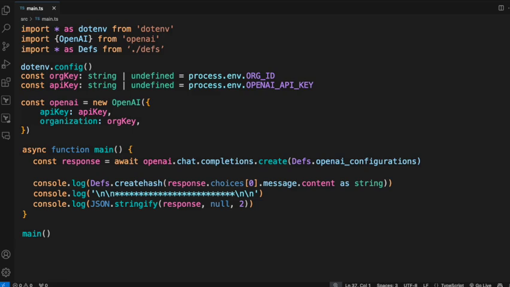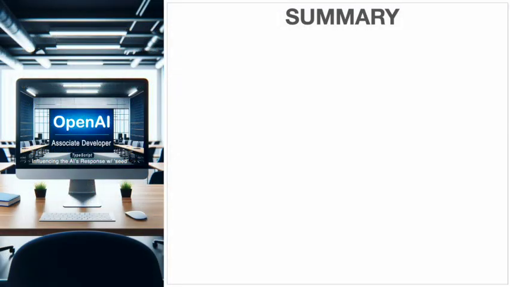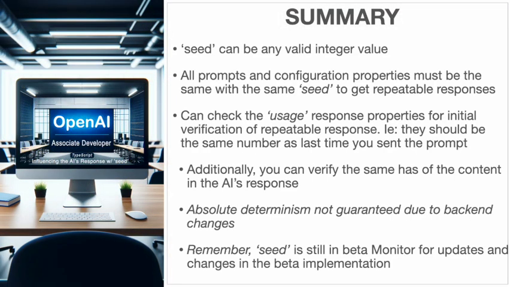Always keep in mind that currently, the seed feature is in beta, so you should monitor for any updates or changes in its implementation. In summary, the seed property is a valuable tool for achieving deterministic results, enhancing the consistency and predictability of the AI's responses.